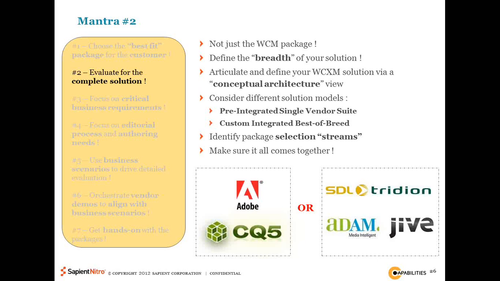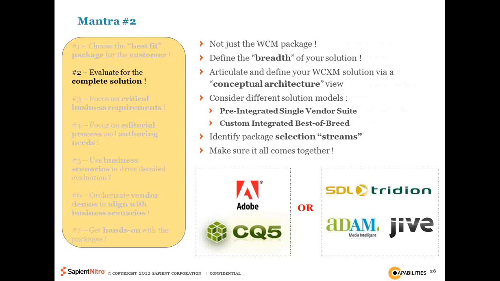And it's important to define that upfront and say which conceptual model works better for us and why, and what are our choices, right? Correspondingly, that may actually lead to multiple package selection streams. For example, at Sapient Nitro, we've done some fairly large implementations where it wasn't just about a CMS or a WCM selection. We had a DAM selection running in parallel, a social selection running in parallel, and a third selection running in parallel. And then you're trying to figure out how all of these things come together. Hence, it's important to look for the complete solution, as I mentioned, as opposed to just pieces of it.